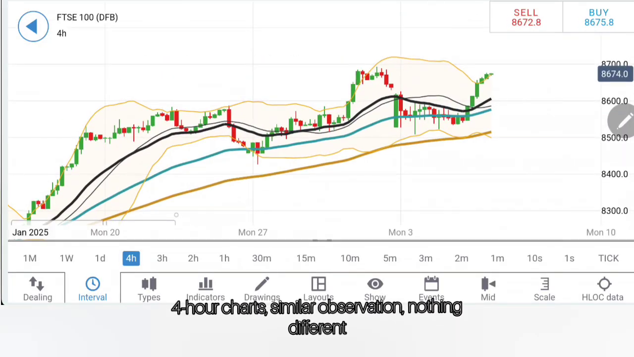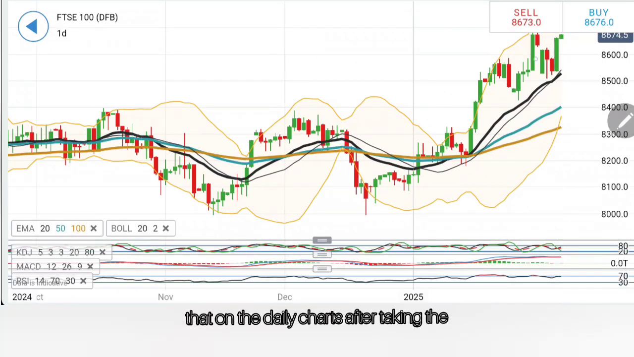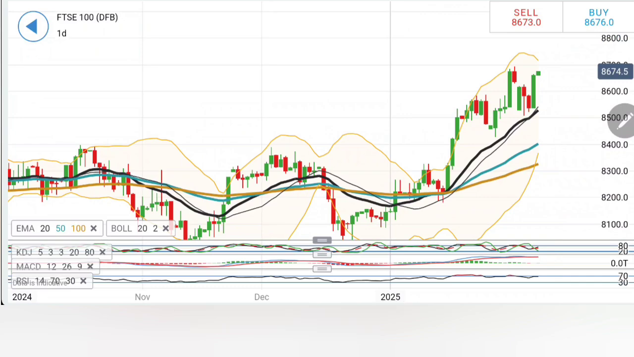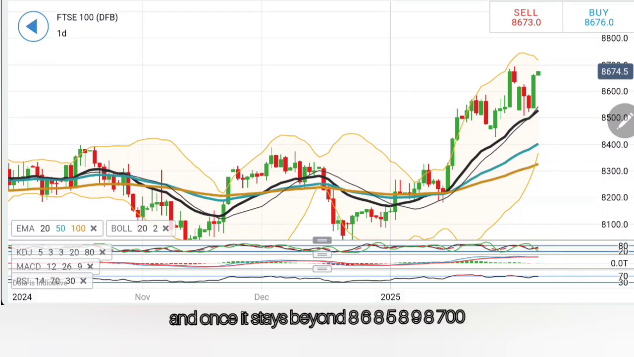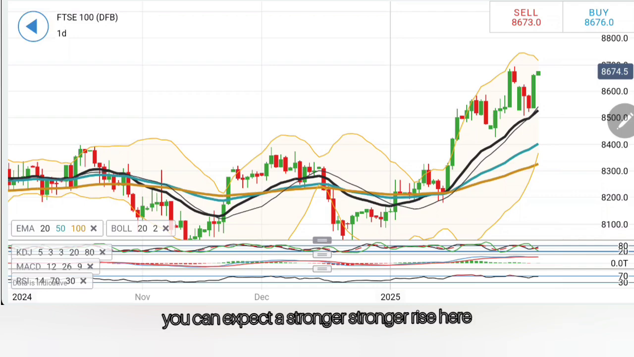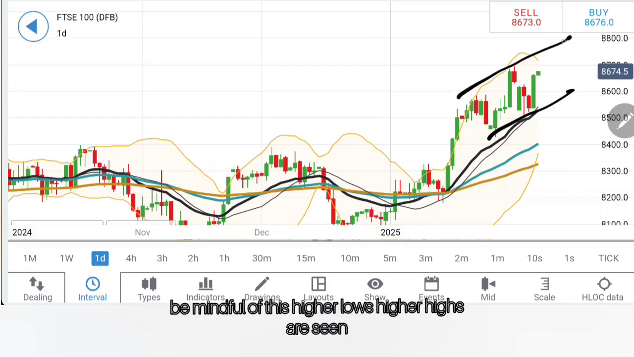On the 4-hour chart, similar observation, nothing different. And notice that on the daily charts, after taking the support from the 20 period, it is bouncing back from 8,500. Now it is looking upwards, and once it stays beyond 8,685, 8,700, you can expect a stronger rise here. Be mindful of this. Higher lows, higher highs are seen.